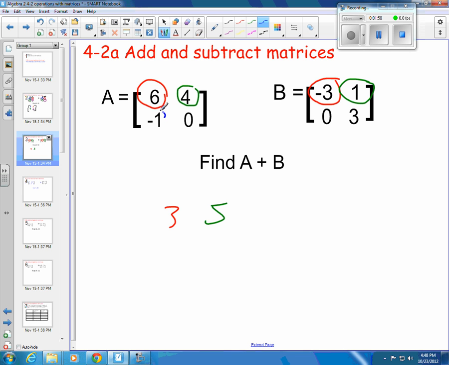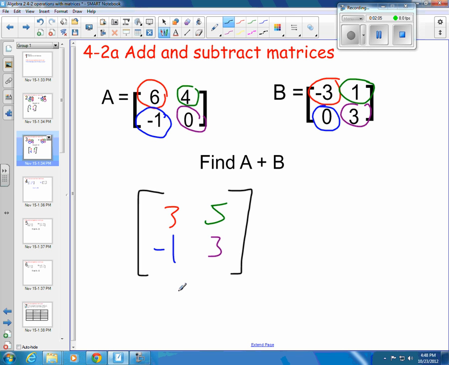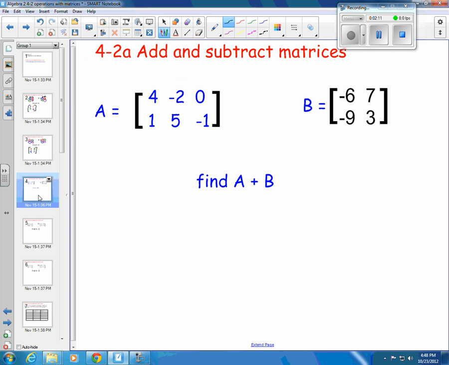Then we've got row 2, column 1, row 2, column 1, so -1 plus 0 is a -1. And the last one is 0 plus 3, and 0 plus 3 is 3. Put your brackets around the outside, and the resultant matrix is there. So again, you're just adding it element by element. Pretty easy stuff. So one more example here.